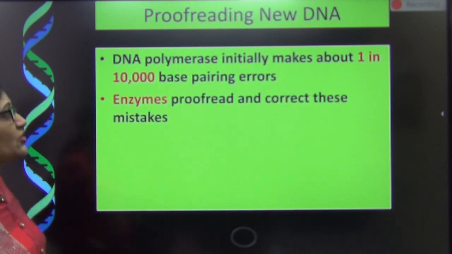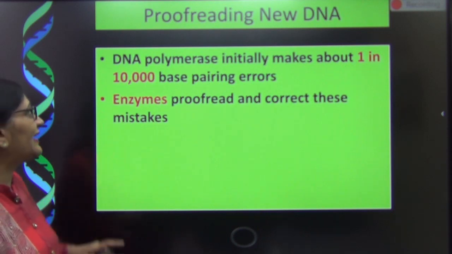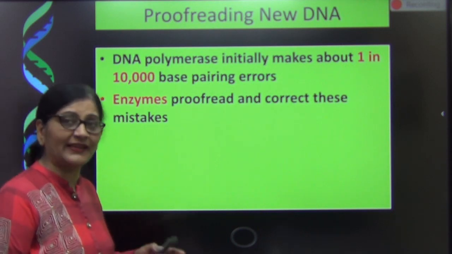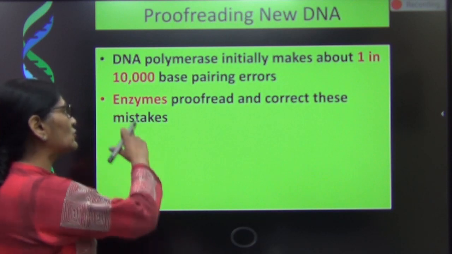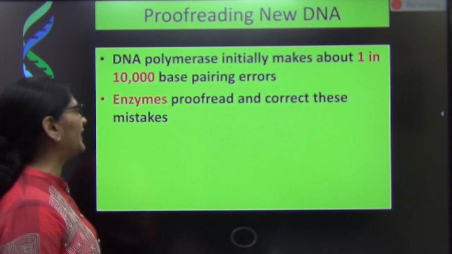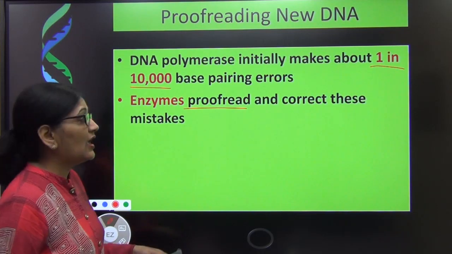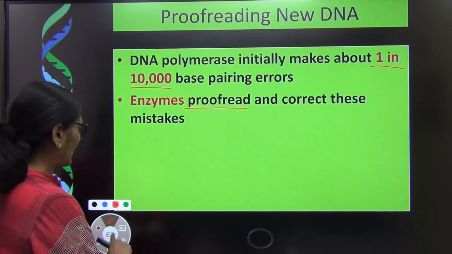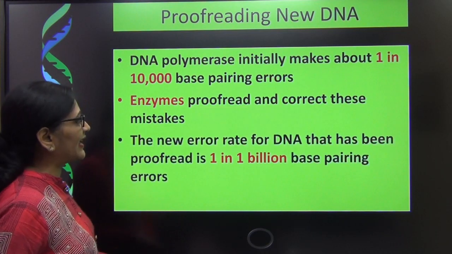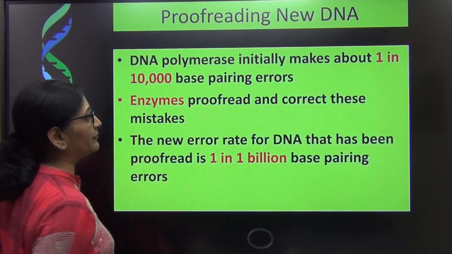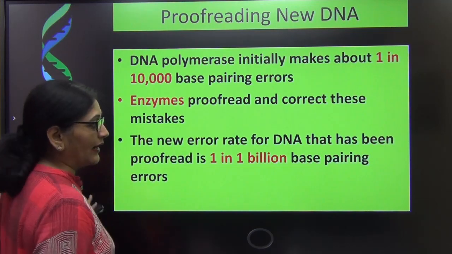DNA polymerase initially makes about 1 in 10,000 base pairing errors. 1 in 10,000 it can have an error. So it has enzymes which proofread and correct these mistakes. And after this proofreading, see what happens. After this proofreading, the mistakes come down to 1 in 1 billion. Imagine.